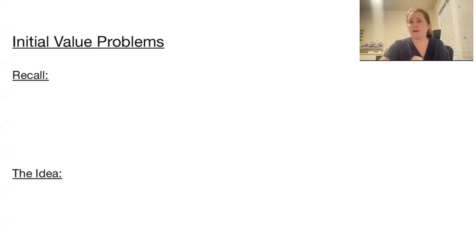Welcome to initial value problems. So recall when we were solving sort of our most basic differential equations, every time we integrated, we introduced a constant.